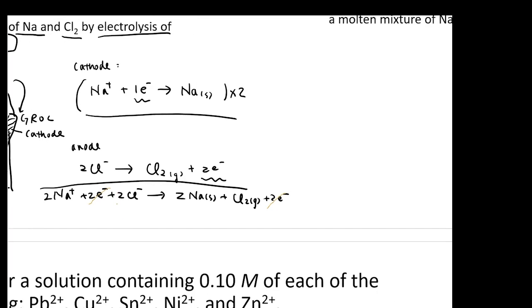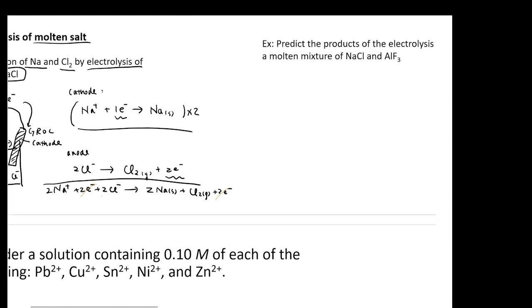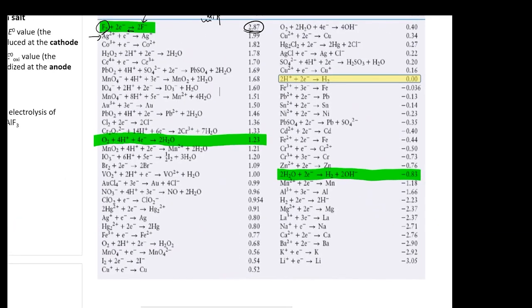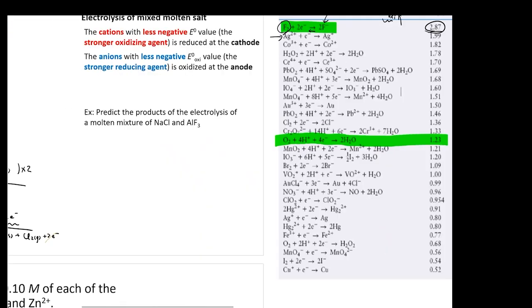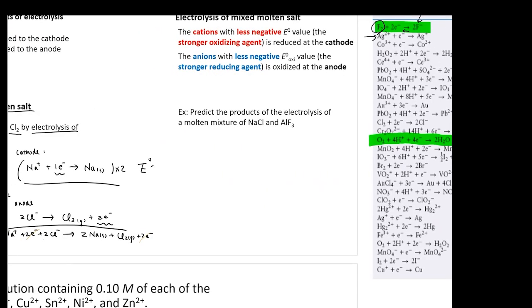Here is the standard reduction half reaction. Because your sodium gains 1 electron and becomes sodium solid, what you need to do is go back to that big chart and look for sodium on the reactant side. You should be able to see that sodium plus gains 1 electron to become sodium. It needs you to supply at least 2.71 volts to make this happen, so you know your E naught for this reduction is negative 2.71 volts.